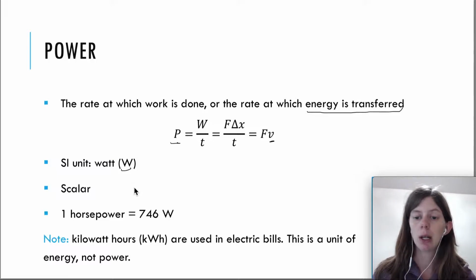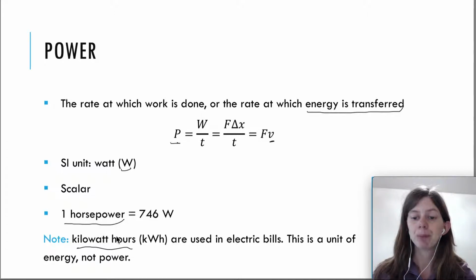Now, you probably have heard of horsepower as a unit for maybe how powerful the engines are in your car. Horsepower is not an SI unit, but this is the conversion factor: 1 horsepower is 746 watts. And lastly, if you have heard of kilowatt hours, maybe you pay your electric bill and you've seen it on those. Well, kilowatt hours, although it has that watt in there, is not a unit of power. It's actually a unit of energy.